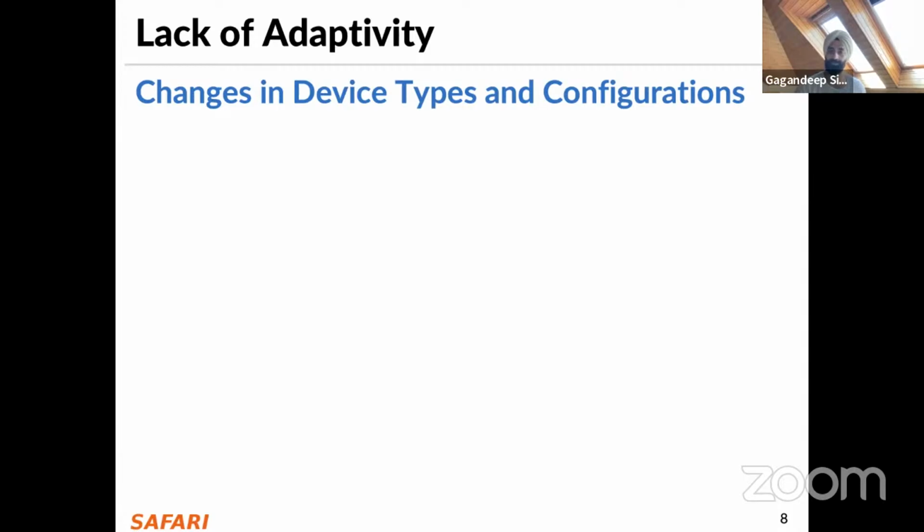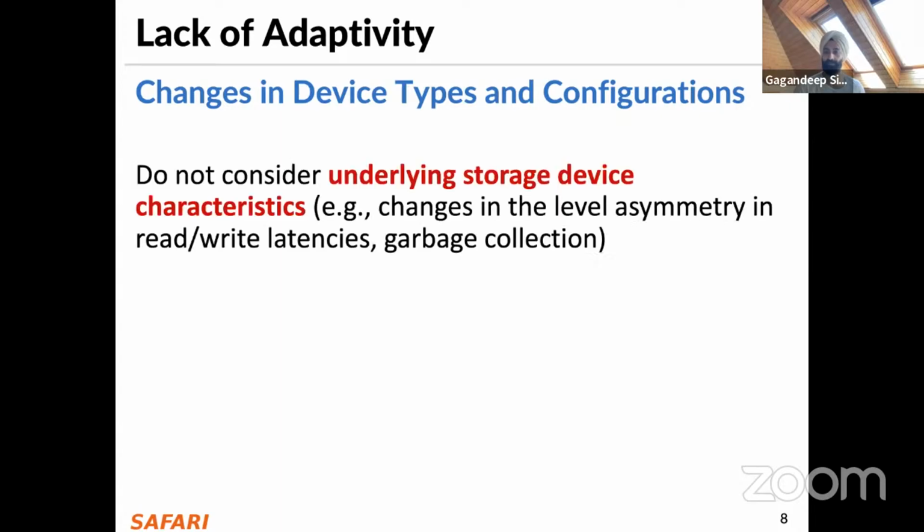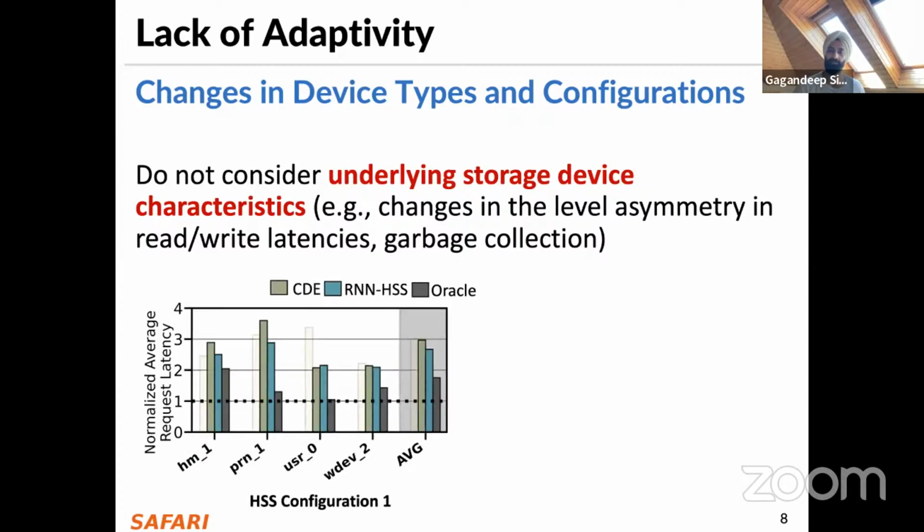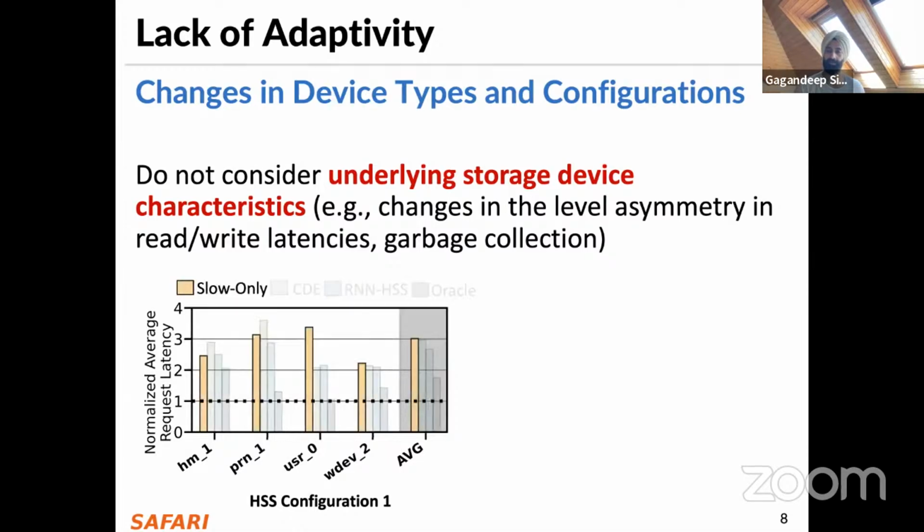Second, we also have a lack of adaptivity to the changes in device types and configurations, because we don't really consider the underlying device characteristics. For example, the change in the level of asymmetry in terms of read and write, or the effect of garbage collection. For example, in this figure, we show again the 3 policies. And in addition, we have another policy, which is an extreme case where everything is placed in the slow storage, which we refer to as slow only.